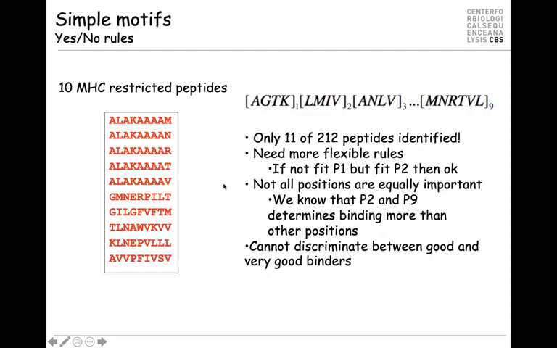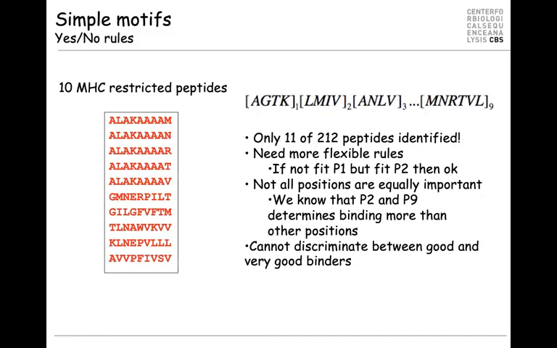The simplest rule you can make is a regular expression, shown here, where you just take what you have seen in your data as allowed. So you have seen an A, a G, a T, and a K. Those are allowed. Everything else is disallowed. At P2, the same thing: you have C, M, I, and L. So these are the allowed amino acids. Everything else is disallowed. This is the simplest way of characterizing a binding motif. What you have seen is allowed. What you haven't seen is disallowed.